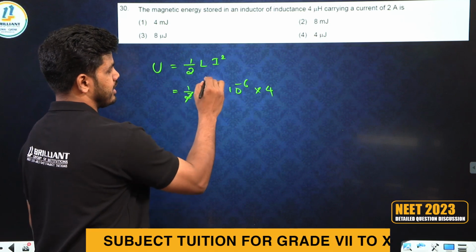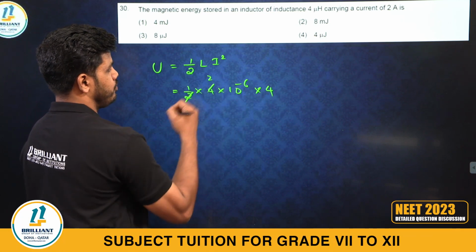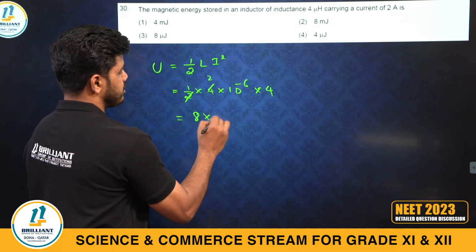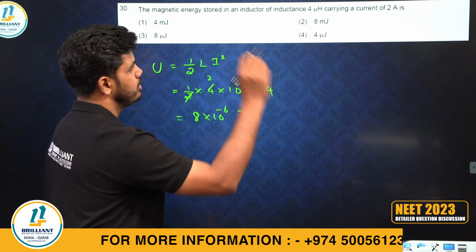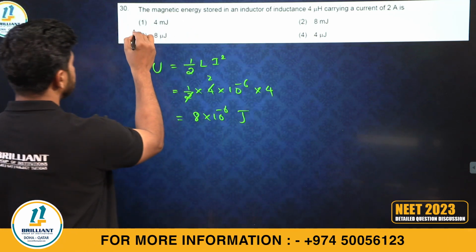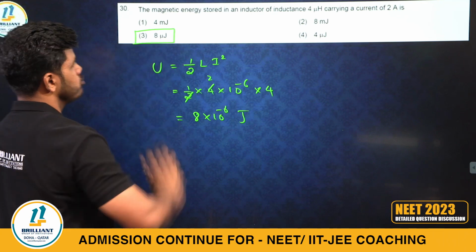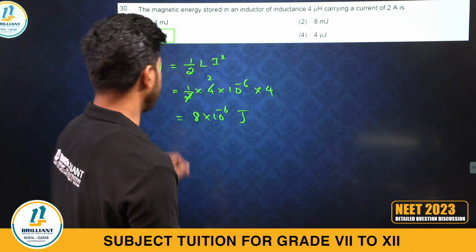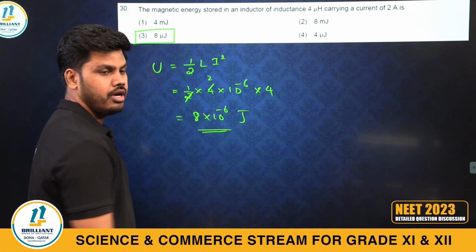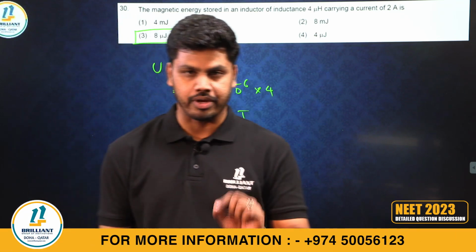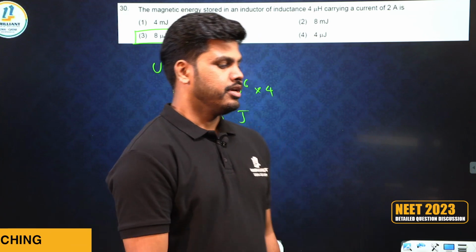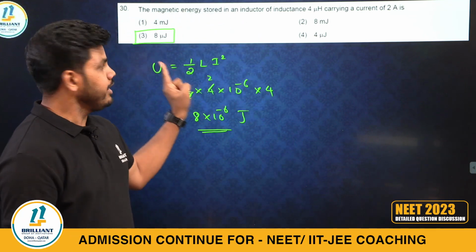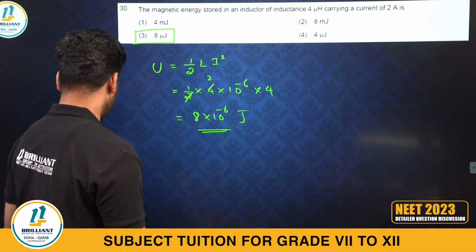So this gets cancelled by 2 and we have 8 into 10 raised to minus 6 joules, which is 8 microjoule. Be careful, 8 microjoule and 8 millijoule are also given. 8 microjoule is the correct answer. Direct substitution: U equals half L i squared. Correct? Time saving questions. Fine. So question number 30 is option 3.